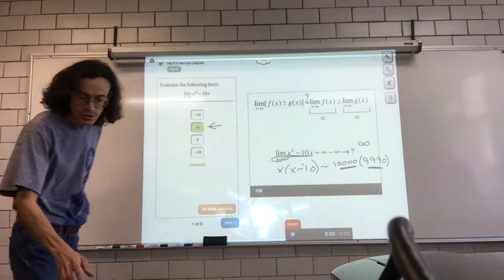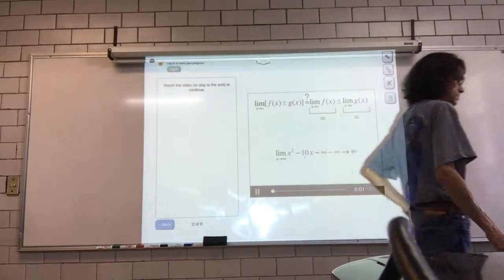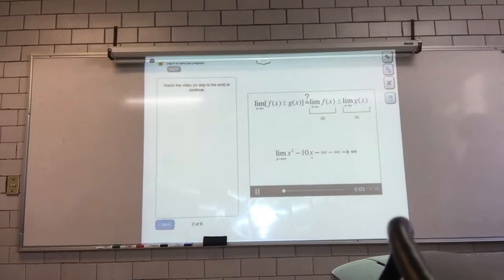Okay, this is infinity. Yes. The x squared grows faster than the 10x, so the limit goes to infinity. Now let's replace the 10x by 10 to the x. Again, we have infinity minus infinity. What do we get for the limit this time?